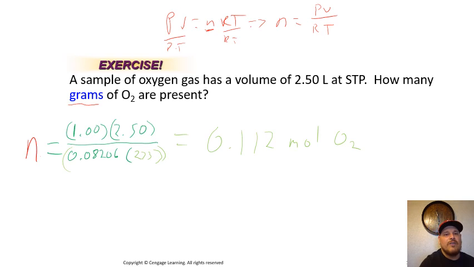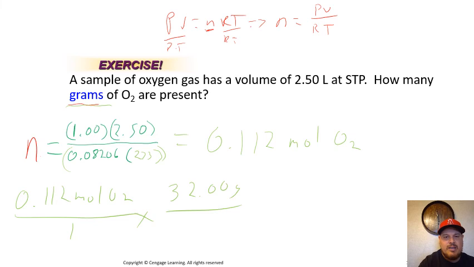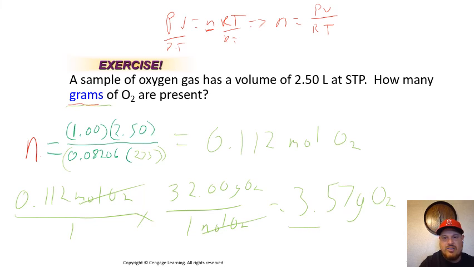Now, they asked for this in grams, so I'm not quite done yet. So now I have to convert moles to grams. So I have 0.112 moles of oxygen gas multiplied by the molar mass, which in this case is 32.00 grams over 1 mole of oxygen gas, which equals, when I multiply it all out and cancel out my units, 3.57 grams of oxygen gas.